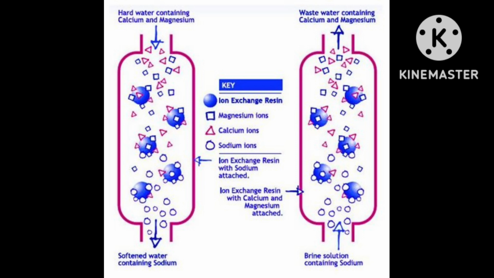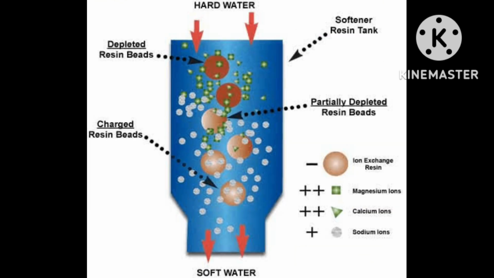This is called zeolite, Z-E-O-L-I-T-E, the zeolite or permutit process. What is actually zeolite? Zeolite is hydrated sodium aluminum silicate. For the sake of simplicity, sodium aluminum silicate, that is NaAlSiO4.